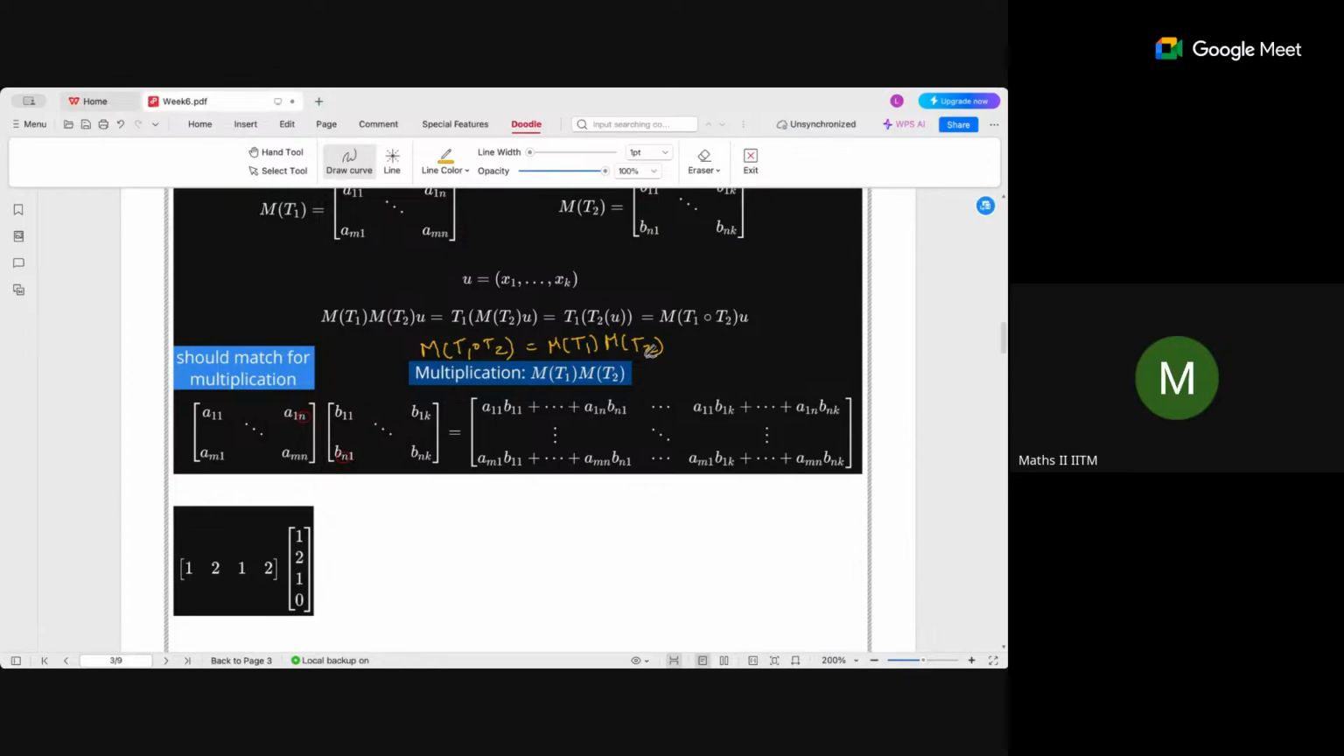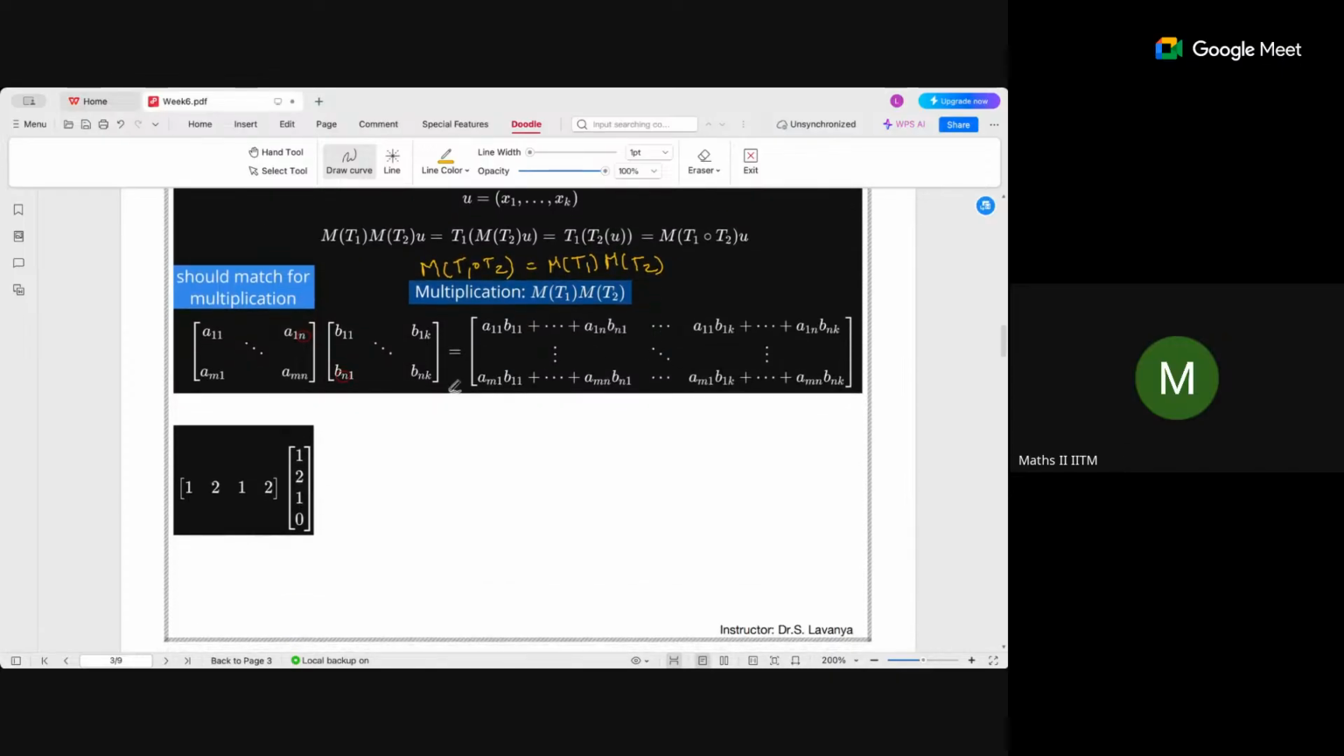Just a quick example. How many of you can quickly tell the answer for this? First of all, what is the size of the first matrix? Let's call this A and the other one B. What is the size of A and what is the size of B? A is 1 into 4 and B is 4 into 1. So the resulting matrix should be of size 1 cross 1. Right? So what's the answer?